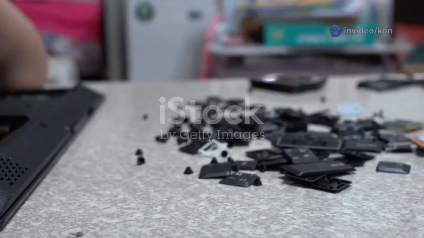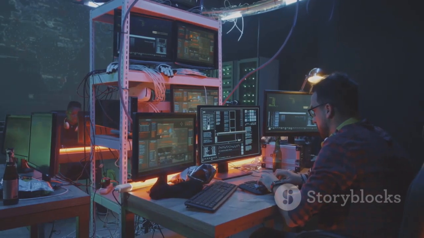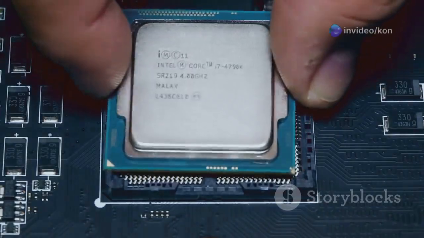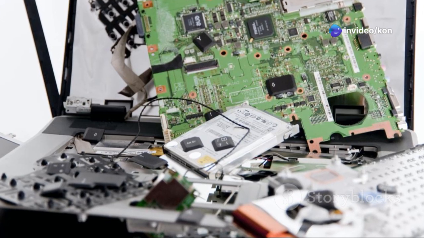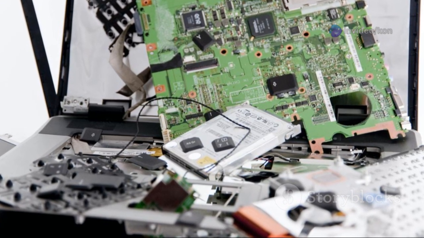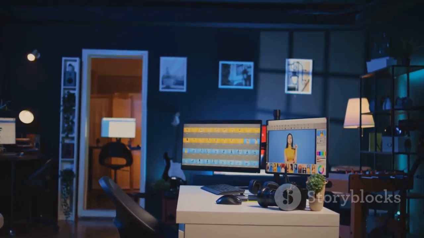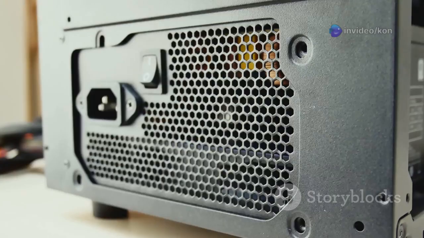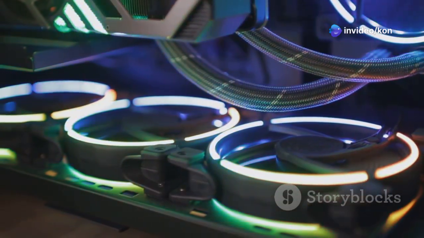Section 9. Conclusion: a foundation in hardware. Understanding computer hardware is essential for anyone who uses computers, from the CPU, the brain of the system, to the GPU, the graphics powerhouse. Each component plays a vital role in the computer's operation. Input and output devices allow us to interact with the computer, while memory stores data and instructions. The PSU provides power to all components, and cooling systems prevent overheating.